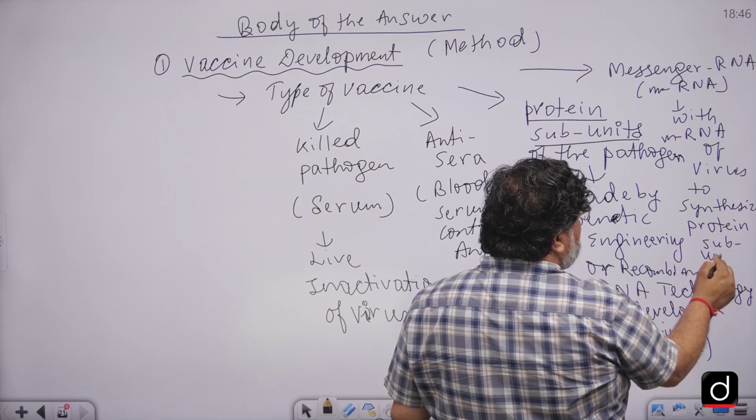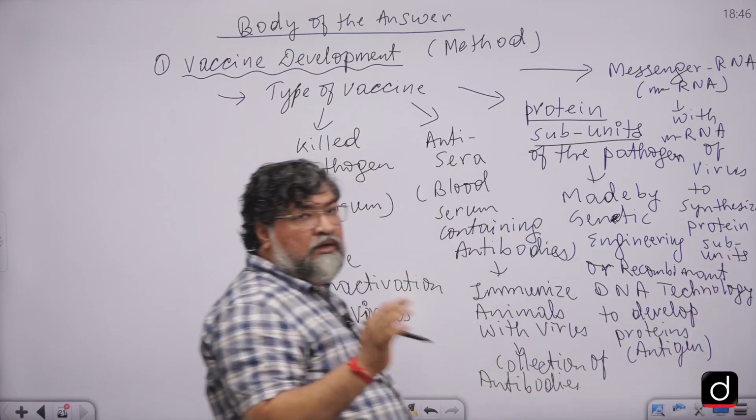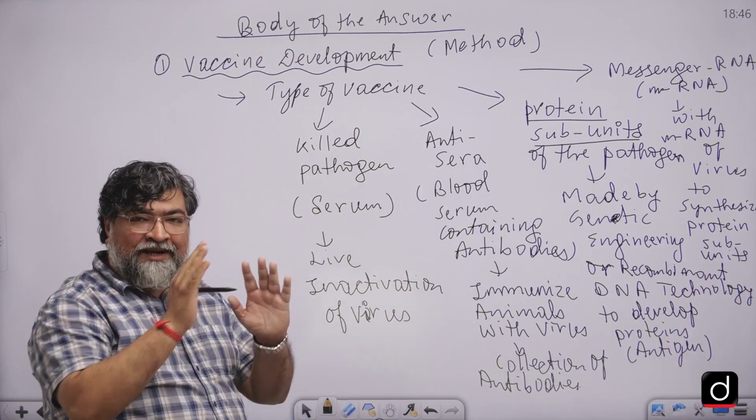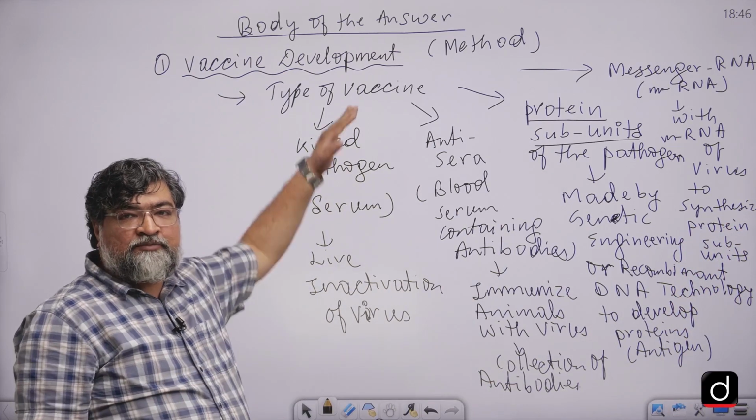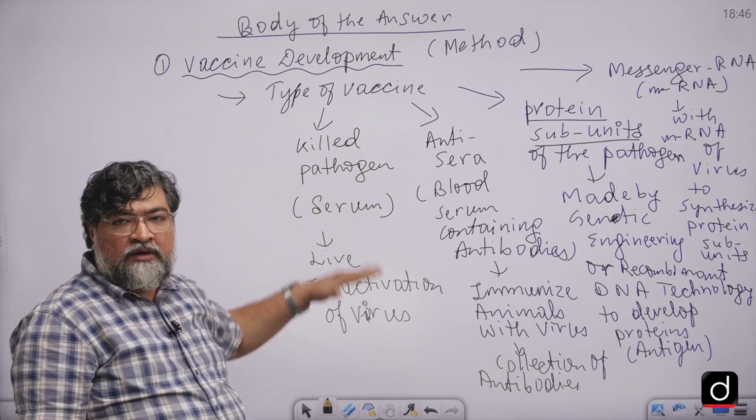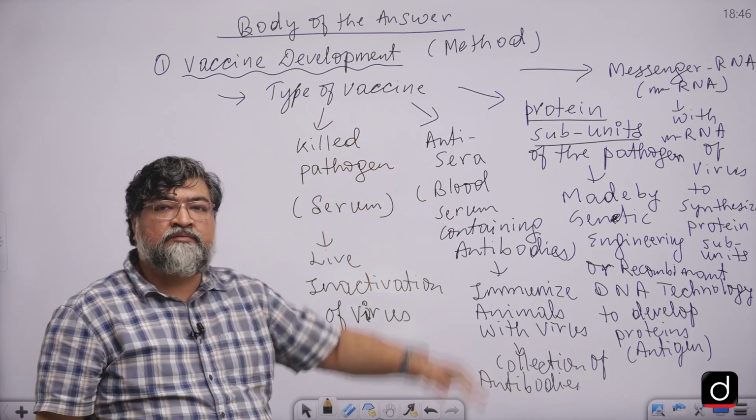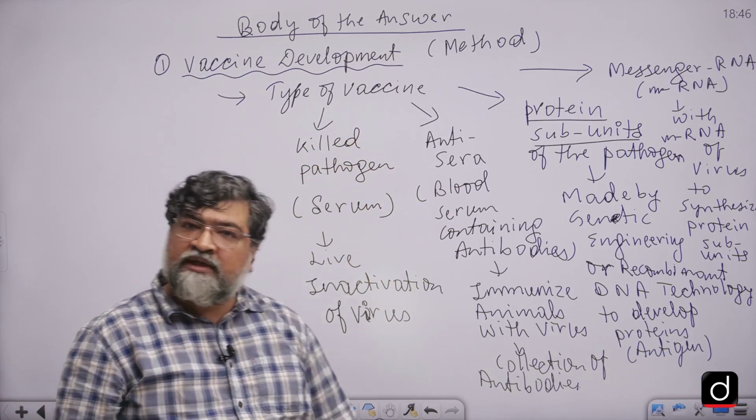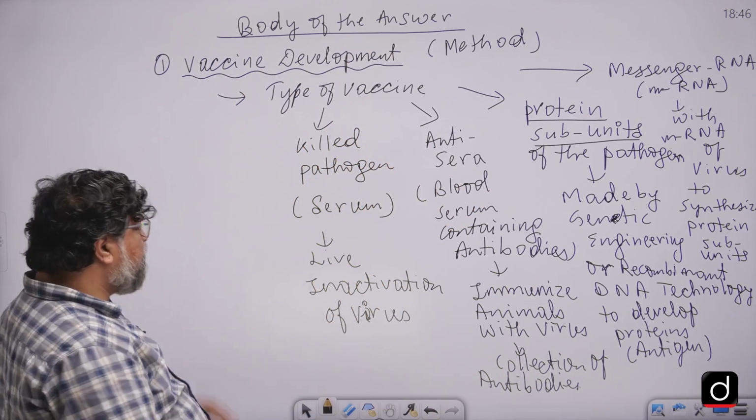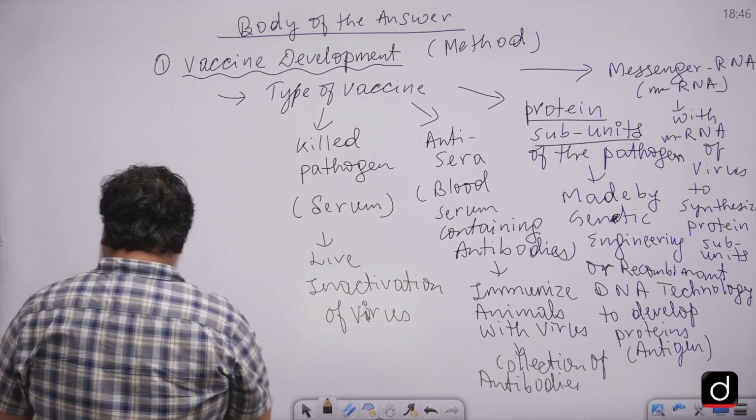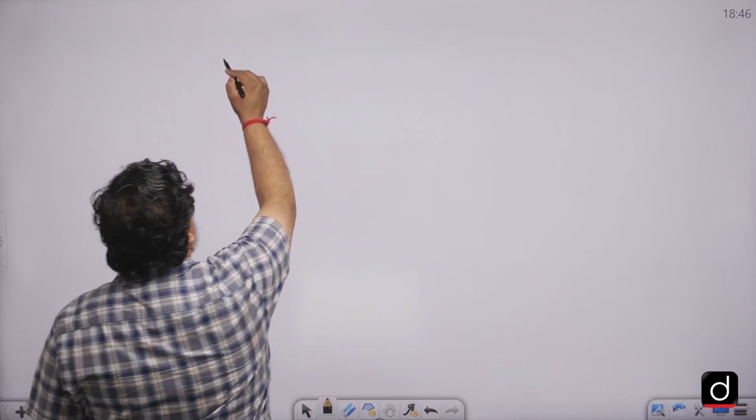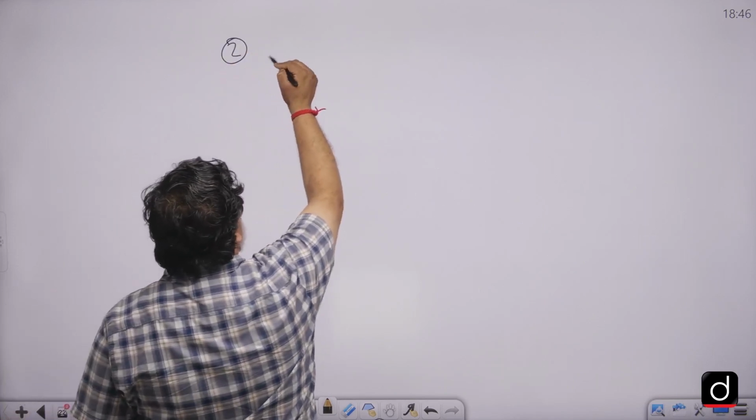So what you have done, in a proper paragraph-wise way, you have explained in your answer which methods are used in the lab for making vaccines, right? That's a part of it. Then what comes next in the answer is how the vaccine works.